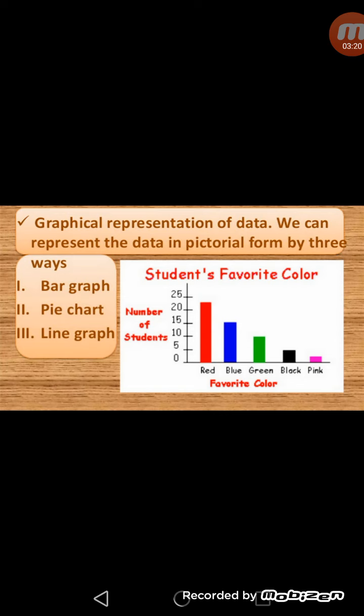favorite color and the number of students is given here. Here you can see favorite colors are drawn on the x-axis, that is red, blue, green, black and pink, and on the y-axis the number of students who prefer these colors is given. As you can see, the maximum, between 20 to 25 students, prefer red color. In the same way, 15 students like blue color. So a bar graph gives a lot of information about the people or about the data.